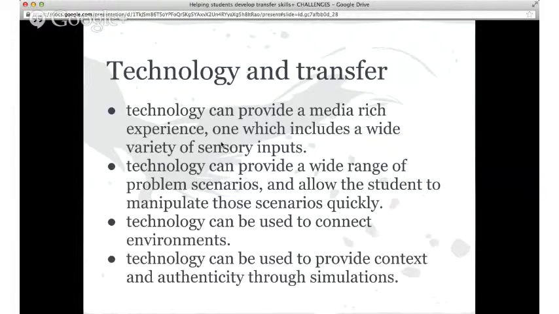And finally, technology can be used to provide authenticity, which provides relevance for students, and this increases the likelihood that transfer will occur.